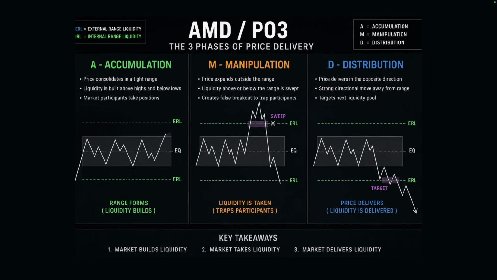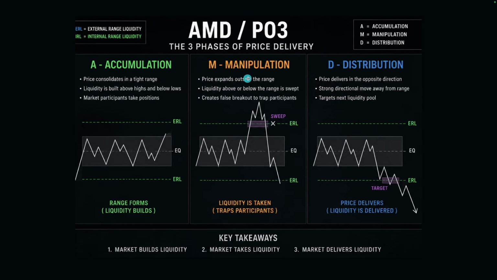These are the three phases of price delivery in the market. It's either moving sideways, it's either moving up, or it's moving down. And in that process, when price is moving sideways, it usually will manipulate one end of that range, of the accumulation range, and then it will distribute to the opposite side of that range. So as we can see here, price consolidates in a tight range. Liquidity is built above highs and lows. Market participants take positions, and this is how the market builds liquidity.